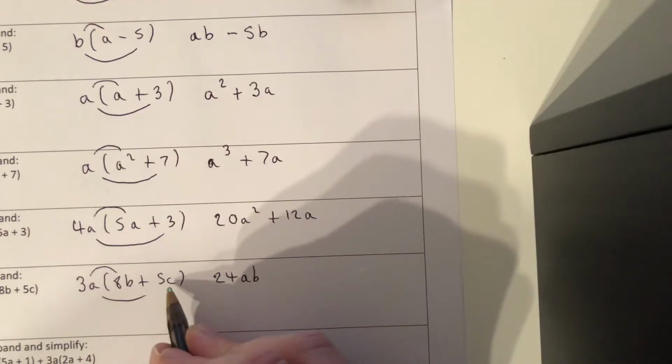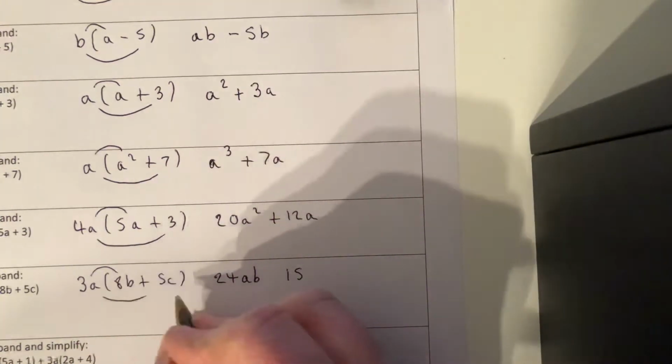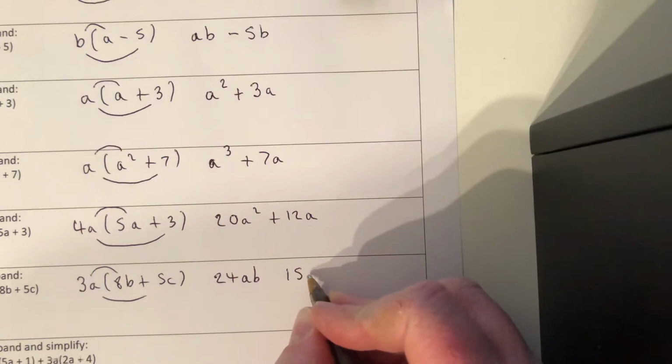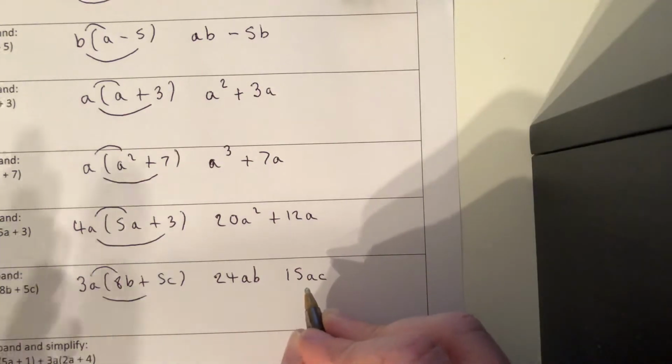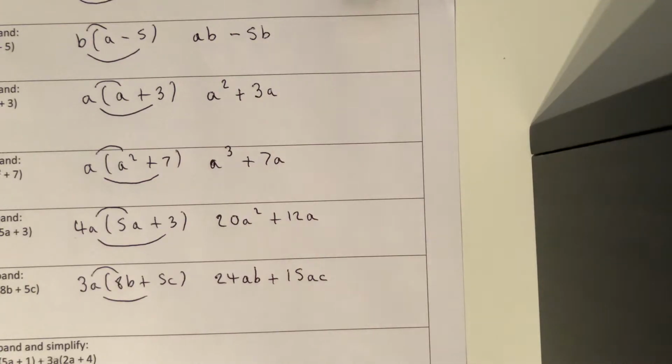And then 3a times 5c, so we'll do the 3 times 5 first. 15. A times c, ac, not ca. Although it is correct technically, we had a plus in the middle. Stick with a plus. Done.